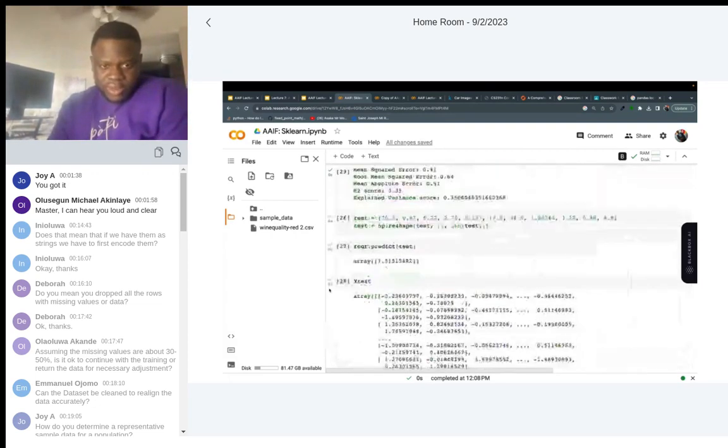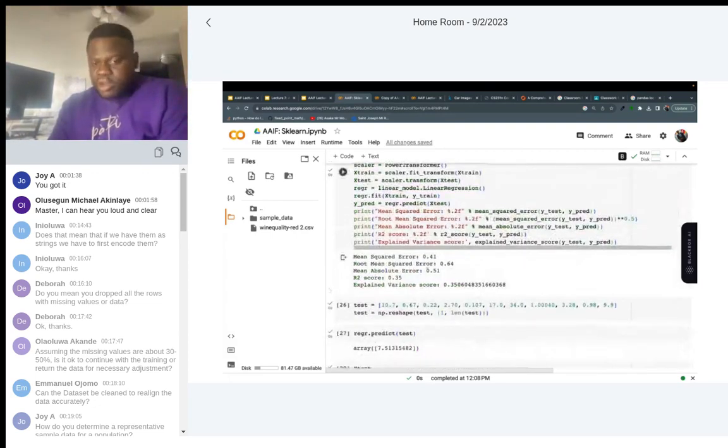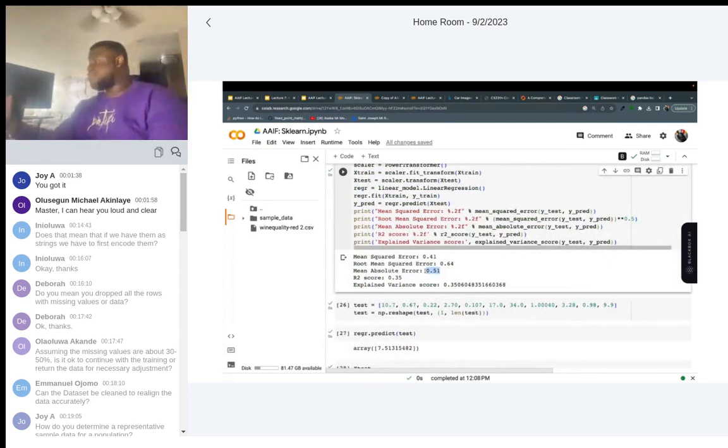Let me show you just a recap. The sklearn model gave me an MAE of 0.51, while TensorFlow is giving me 1. So common sense tells me that I'll use the one for sklearn. Make sense? Makes sense.